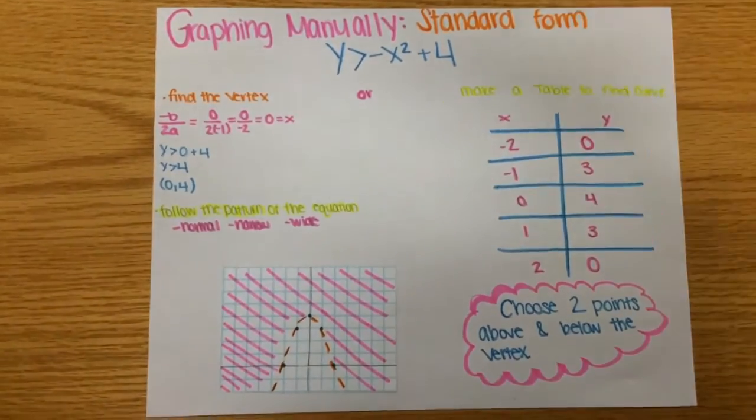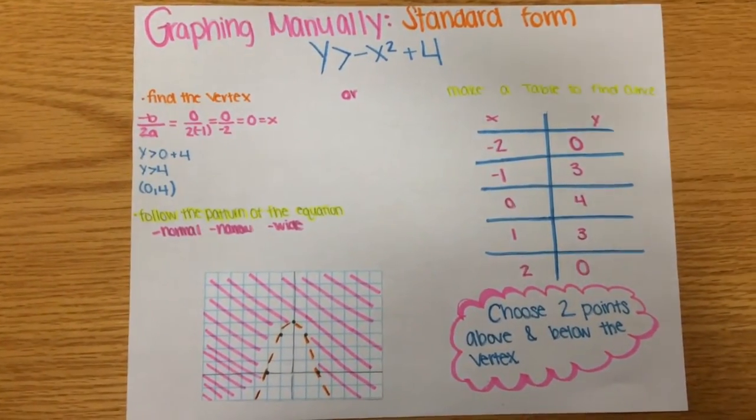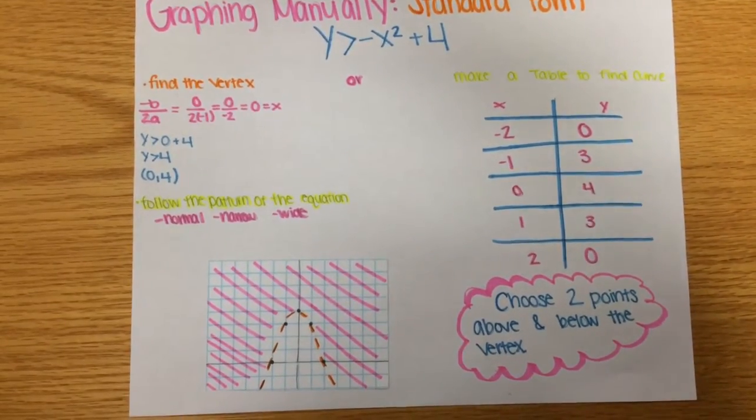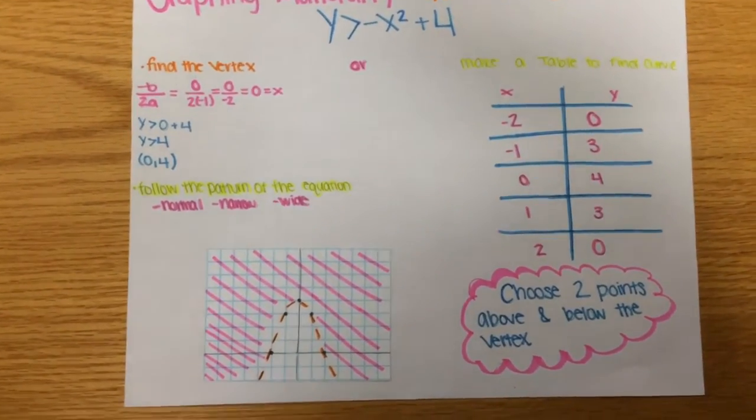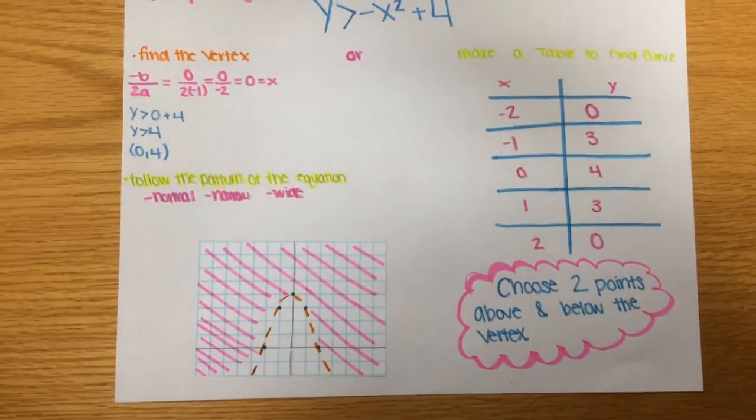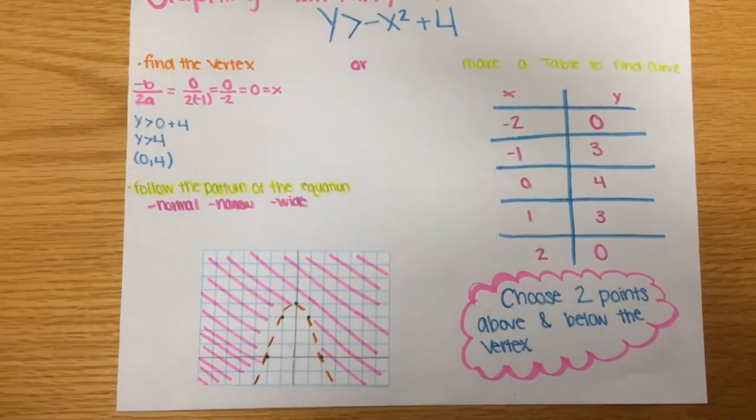Graphing manually through standard form. First, you get your equation, and then you find the vertex using negative b over 2a. Then you substitute the values for negative b and a. Then you make a table.